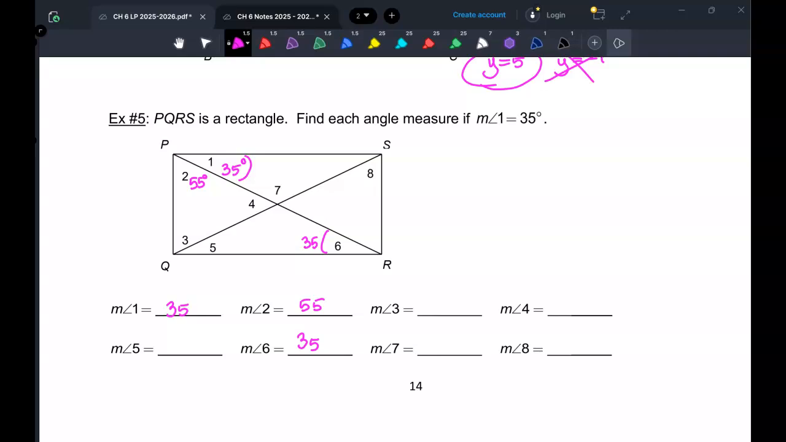Okay, what do we know about the diagonals? They are congruent and they bisect each other, which makes all 4 of these segments congruent. So what do we end up with? We have an isosceles triangle here and an isosceles triangle here. So if this is 55, 3 has to be 55. And then 4 has to be 70.